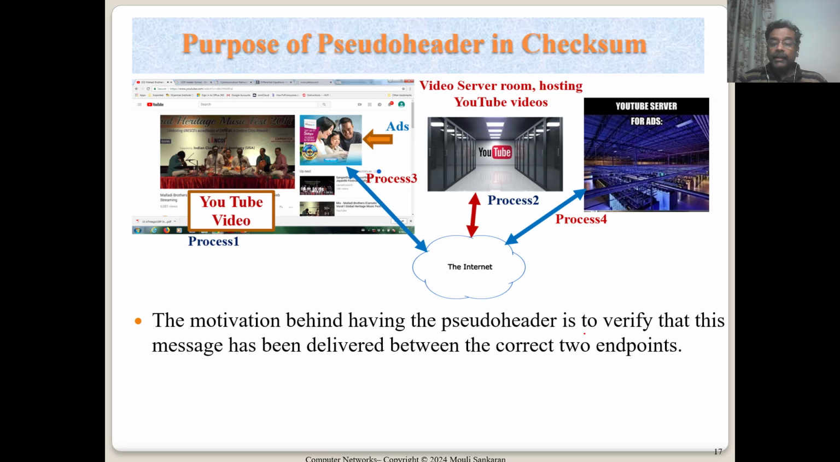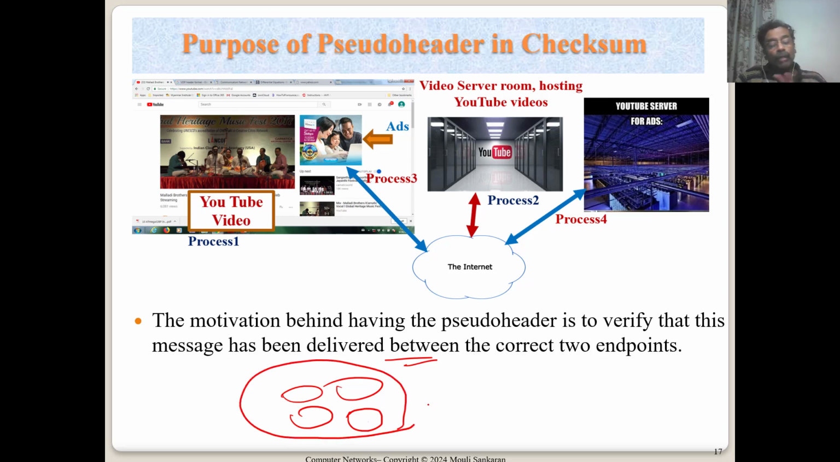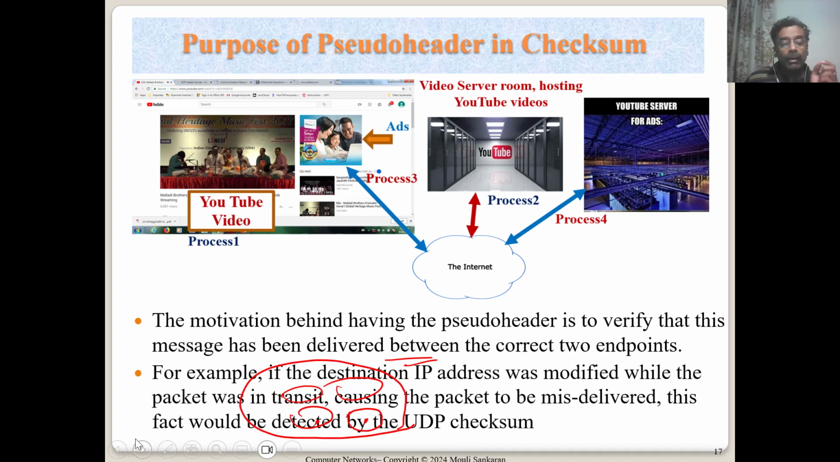The motivation behind having the pseudo header is to verify that this message has been delivered between the correct two endpoints. Because I told you that source port ID and destination port ID are there, and the unique endpoints you will consider only when you have the IP header, the source IP and the destination IP also. So, if the checksum is including all four of them some way or the other, then if any of these fields are different, the checksum will not clear, and the mishandling or delivering of the UDP packet on the receiving side will be ignored.